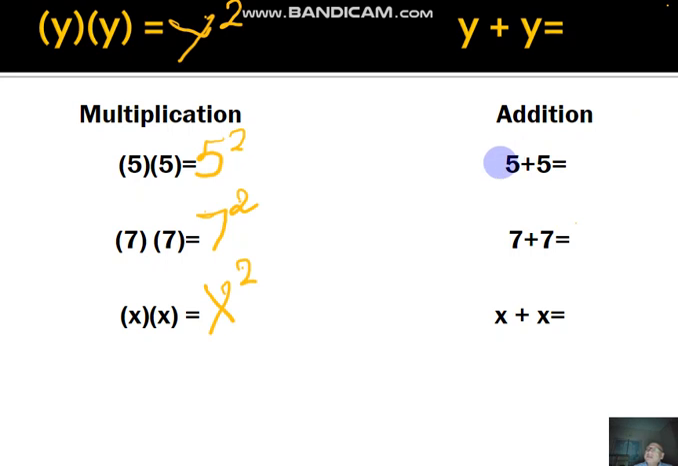Let us go to the addition. 5 plus 5 equals 10. This is correct. But I can write 5 plus 5 as 2 times 5. I can also write 7 plus 7, which is 14, as 2 times 7. And here x plus x equals what? This became better. Here is 2 times 5. Here is 2 times 7. So x plus x is what? It is 2 times x.